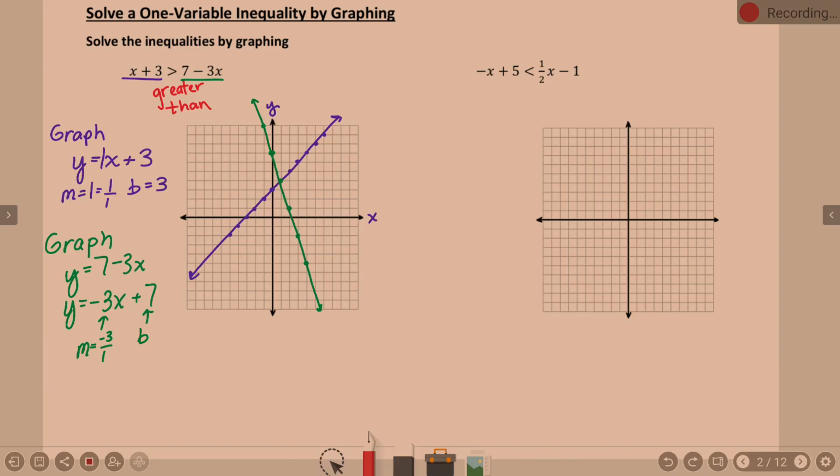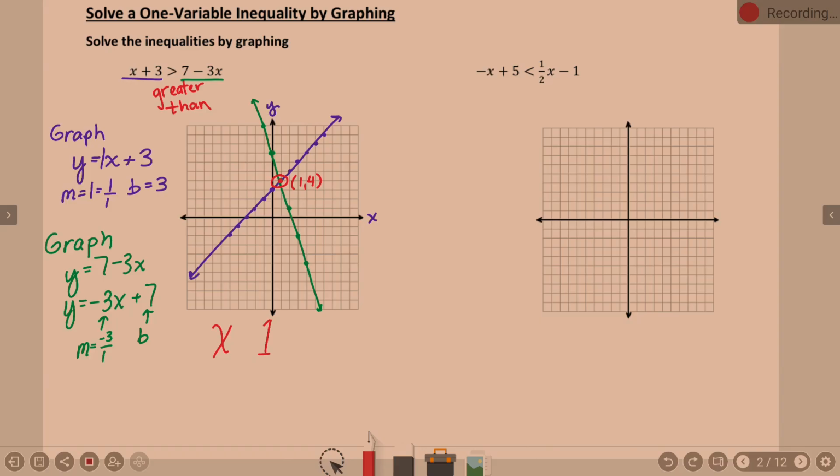What do you notice? Where do these lines end up crossing? At 1, 4. Now, keep in mind, yes, 1 is part of my answer, but my answer is not just x equals 1. What we've got to decide here is my answer x less than 1 or x greater than 1? So you have to look at what our question was. Our question is, where is x plus 3 greater than 7 minus 3x?